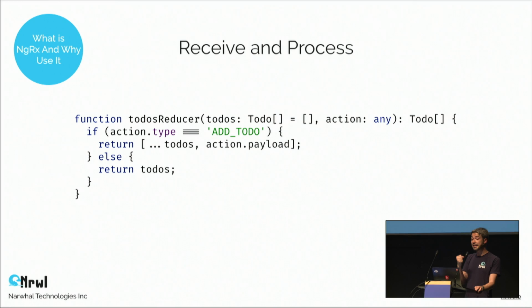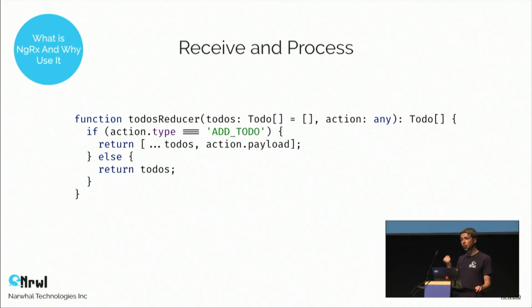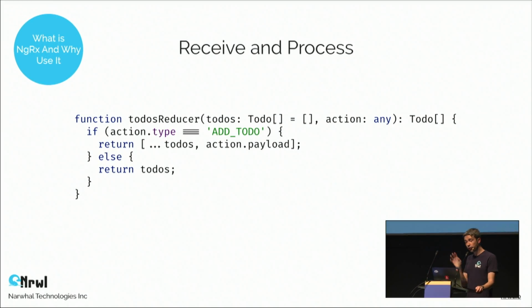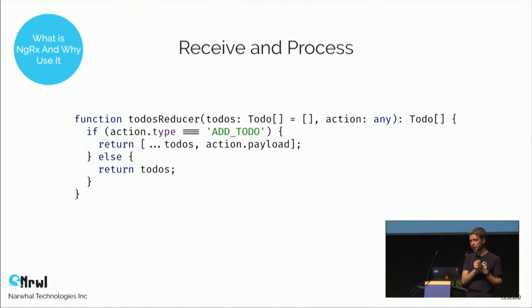Then the action can be received and processed. And it can be processed in 2 different ways. The first one, the simplest one, is that it can be processed by a reducer. A reducer is a synchronous function taking the current state of your application, or a subset of the state of your application, and some sort of action, and creating a new state out of the current state and the action. Basically, it applies that action to the state.